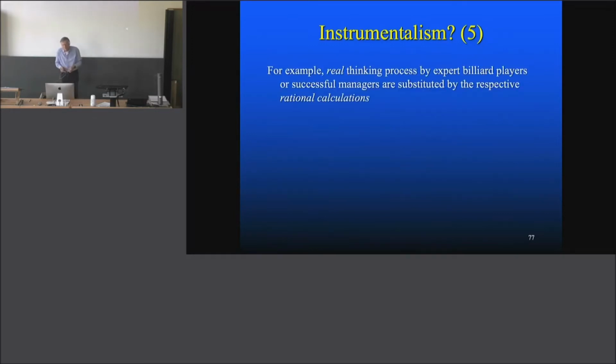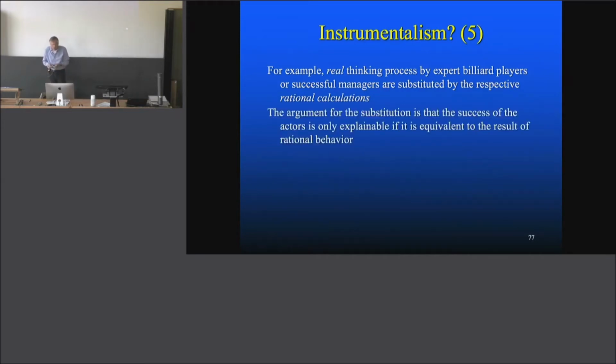So, for example, real thinking processes of expert billiard players or successful managers are substituted by the respective rational calculations. And the argument for the substitution is that the success of the actor is only explainable if it's equivalent to the result of rational behavior. Background selection theory, right?